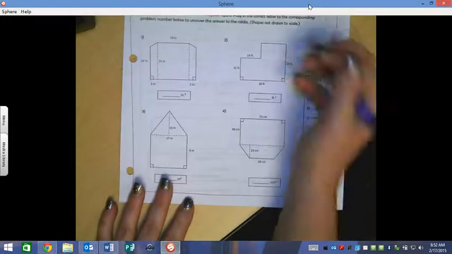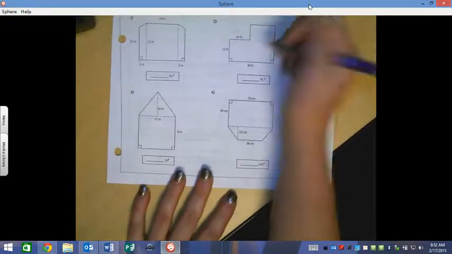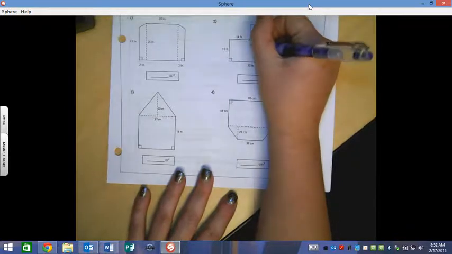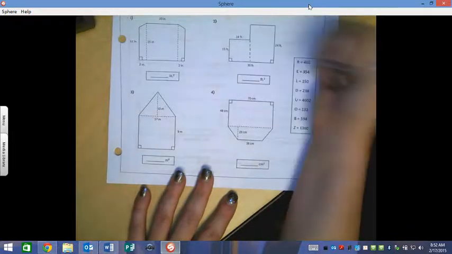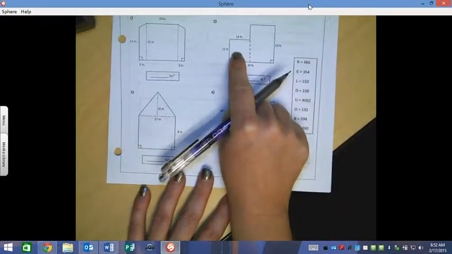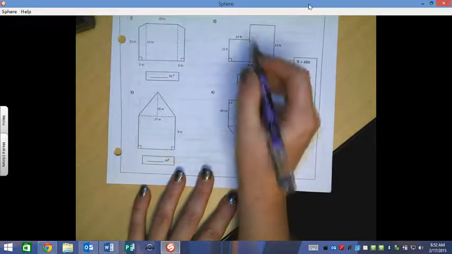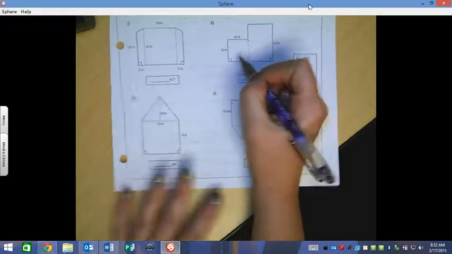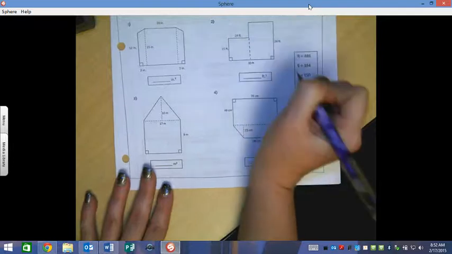So let's work this one over here. Let's work out number 2 together. This one won't take us quite as long for the video. So if we split this up, we can split this into 2 rectangles. I've got a rectangle right here that is 14 by 15. So remember, area for rectangles is length times width.